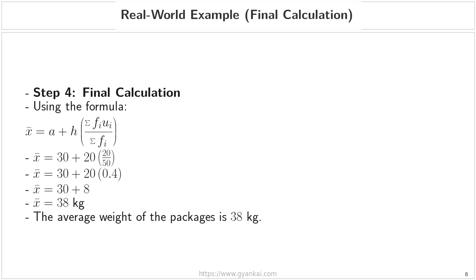This means the average weight of the packages in our warehouse scenario is exactly 38 kilograms. It is quite satisfying to see how the step deviation method turned those larger numbers into much smaller, manageable decimals, making this final arithmetic very easy to complete.